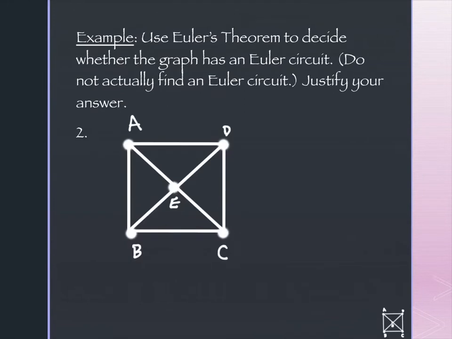So let's take a look at one. It says use Euler's theorem to decide whether the graph has an Euler circuit. What are we going to be checking for? Degrees. So what can you tell me about the degrees? They're not all even. Some of them at least are odd.